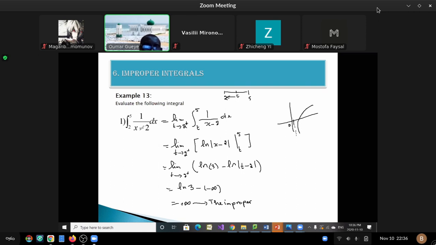At 5, your function is defined and it's continuous. But at 2, it's going to be undefined because you will get 1 over 0. And when your function is undefined, it's for sure discontinuous. It's an improper integral because the continuity is missing at 2. That's the reason. You getting me?